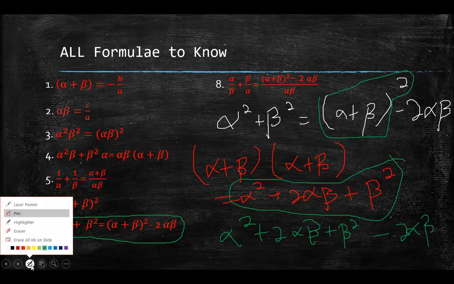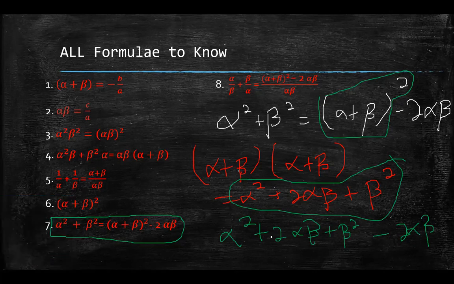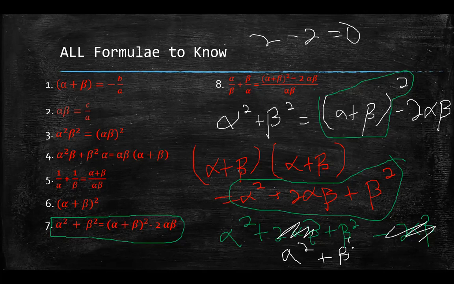And 2 alpha beta minus 2 alpha beta, what would that give me? If I say 2 minus 2, 0. Exactly. So I could take up this and this because it's equal to 0. And what would I remain with? Alpha squared plus beta squared. Isn't that the same thing I'm trying to find? Isn't that this? Yes. Exactly.